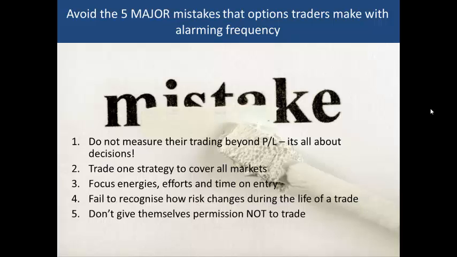Mistake number 5 is they don't give themselves permission not to trade. And what I mean by this is the times when you should not be trading, be it from a personal circumstance, be it from a market circumstance, you need to be in the best decision-making state you can be in. And we've talked about that before as well. So there's your 5 major mistakes.